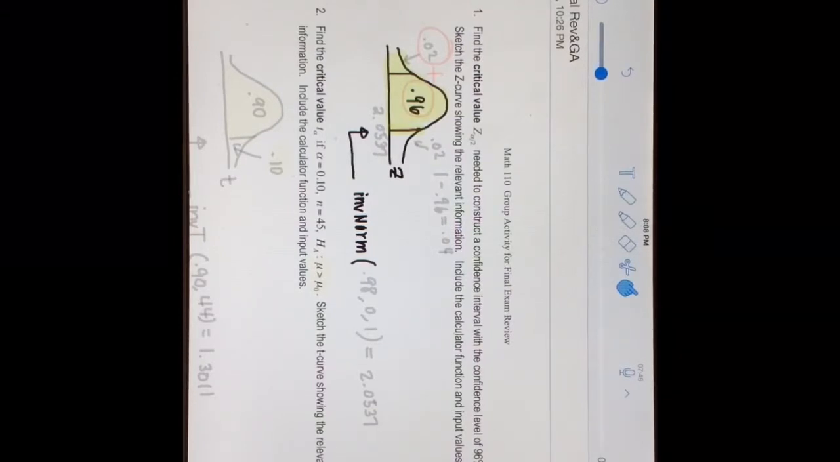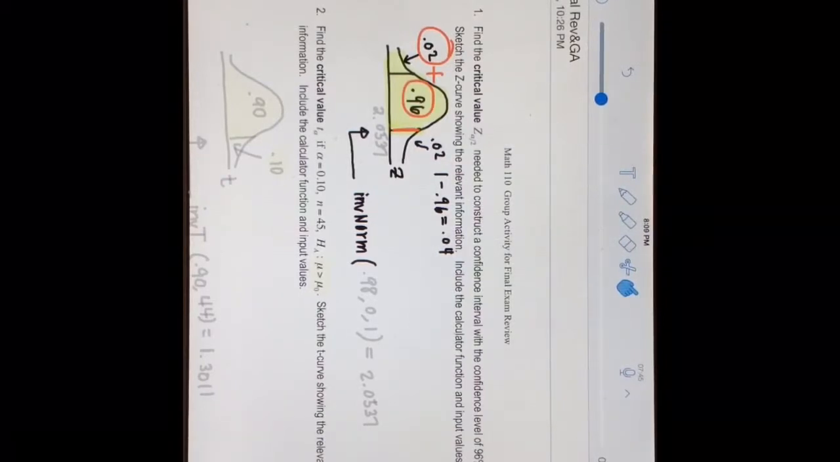can be found by subtracting 0.96 from 1, okay, 0.04, and dividing 0.04 by 2, so you have 0.02 in each tail. And when you add these two, you get the area to the left of this line.